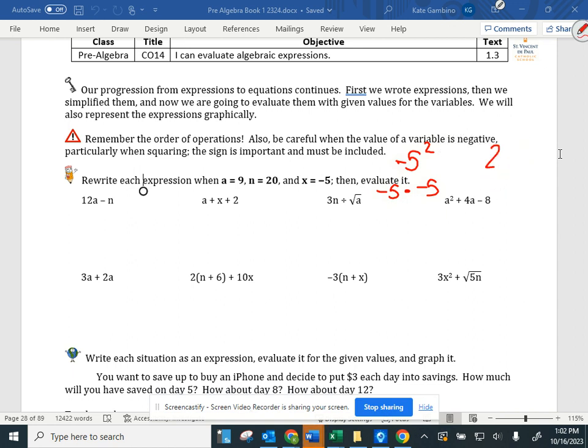So that negative sign, we have to pay attention to it. And we have to really think about what math we are doing. When we square, we're multiplying that number by itself. So we see that number 2 times, so negative times a negative.